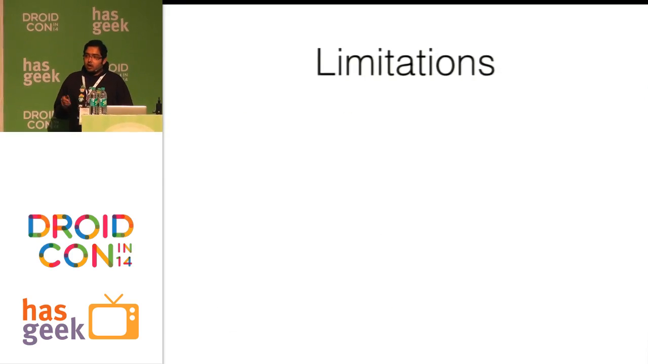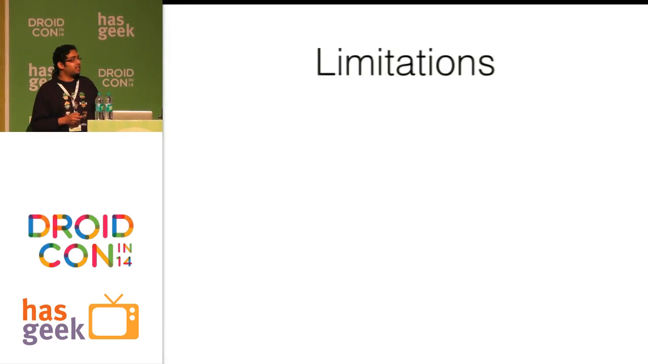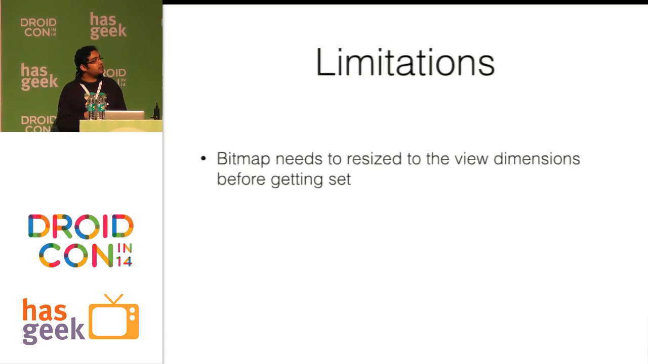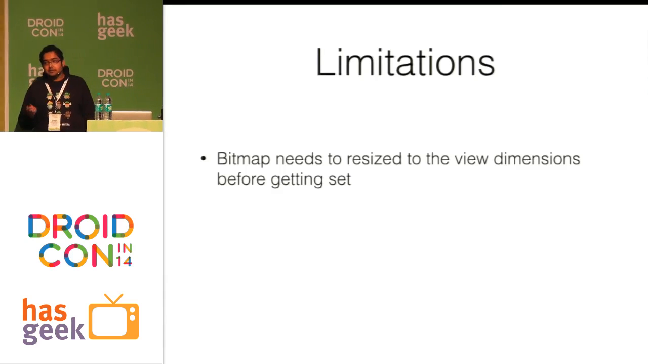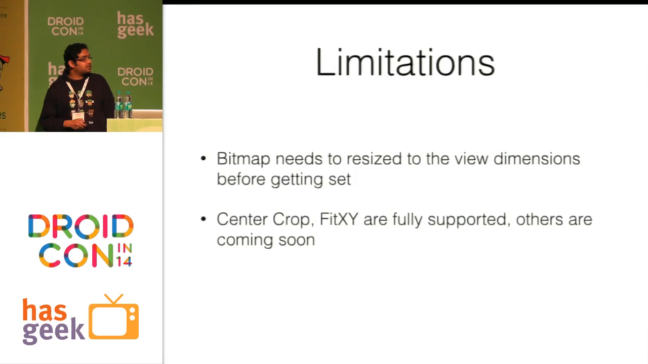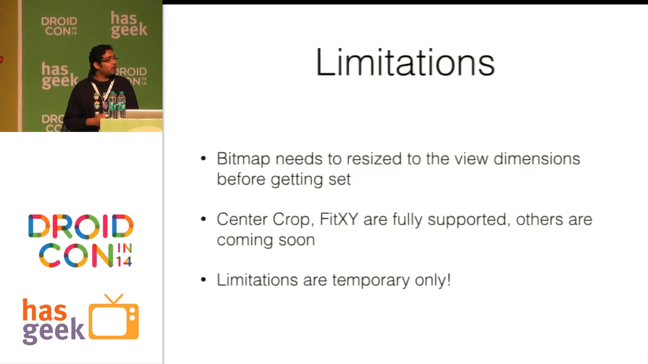So right now, the library is in beta. It has some limitations, which will be gone by the time it's 1.0 release. The current one is that the bitmap needs to be resized to the view dimensions before we can set it. This is purely because it doesn't yet support the image view scale types. It's almost done. It's pretty close. Very soon, it is going to support it completely, and this limitation will be gone.